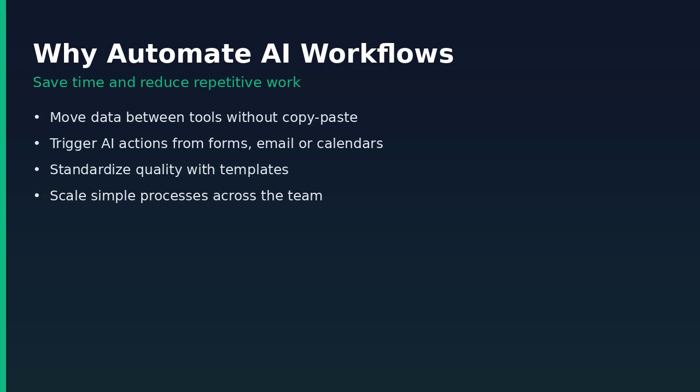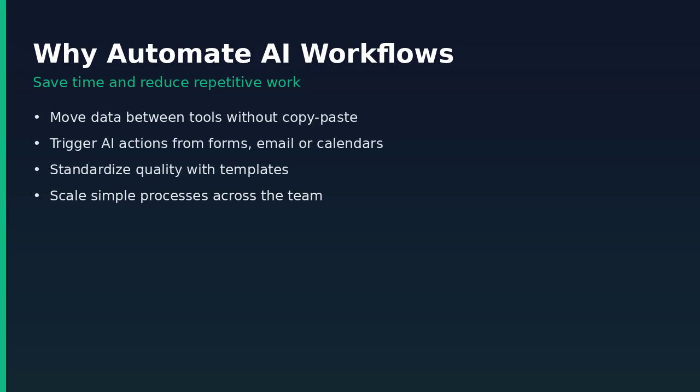Best practices remain consistent. Start with a simple, reliable flow. Always keep a human review step before anything is sent externally. Log errors and define clear fallbacks. Protect API keys and never hard-code sensitive credentials. Test with non-sensitive data first.